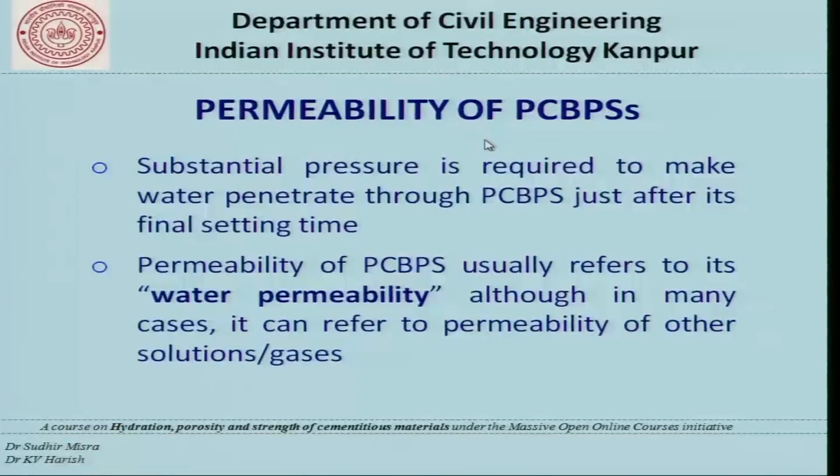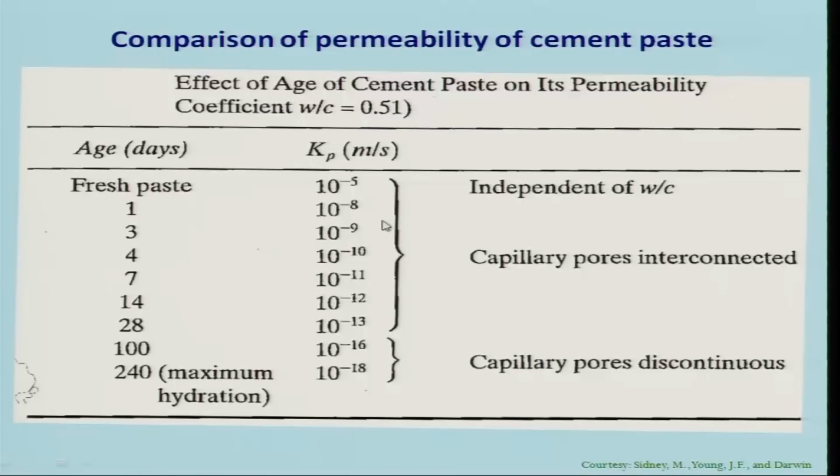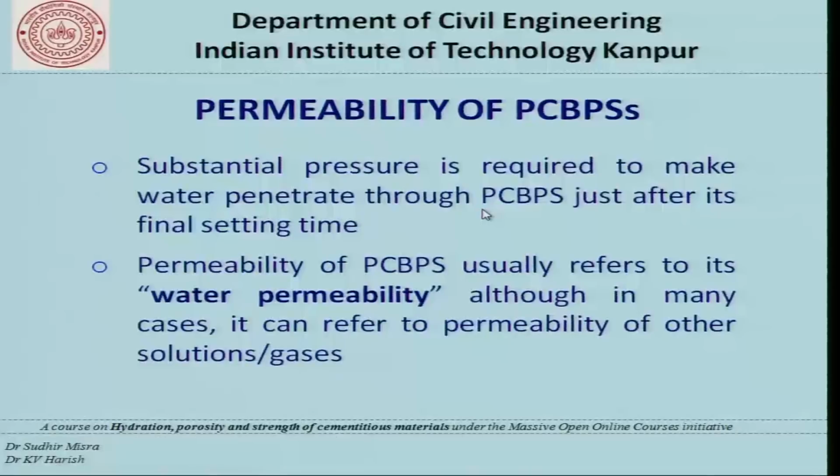So now getting back to some other things in permeability, substantial pressure is required to make water penetrate through Portland cement based paste system just after its setting time. What we have seen here is that just after setting time, the permeability is 10 power -5 to -8 meter per second. So it becomes very difficult for water to simply penetrate. So you need very high pressures in order to make the water permeate into the system.